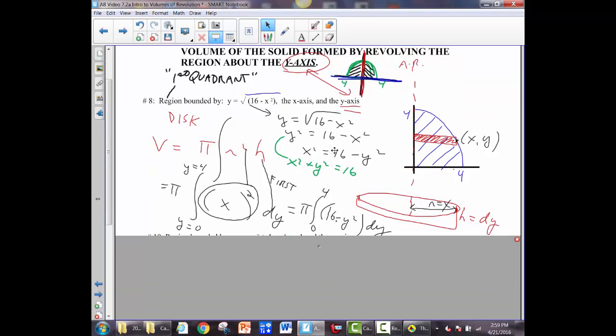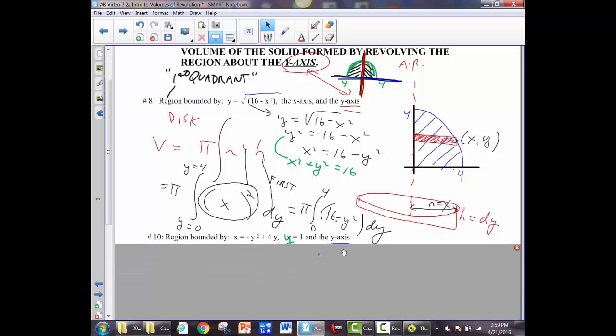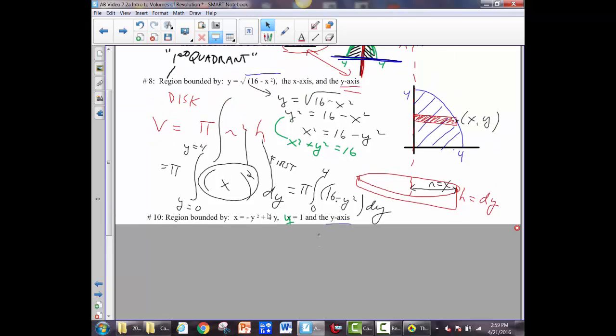So you would have to actually isolate the x and realize that x squared is 16 minus y squared. Now, be careful because it's dy, this has to go from y equals the bottom border, which is y equals 0, to the top border, y equals 4.